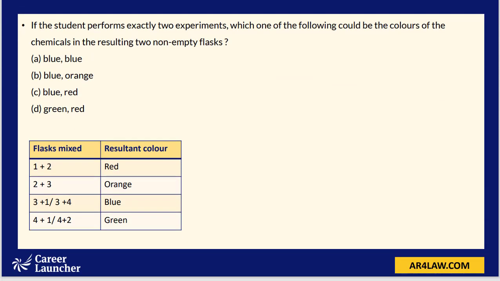If a student performs exactly two experiments, which of the following could be the colors of the chemicals in the resulting two non-empty flasks? Okay, so two blues. Is it possible to get two blues?